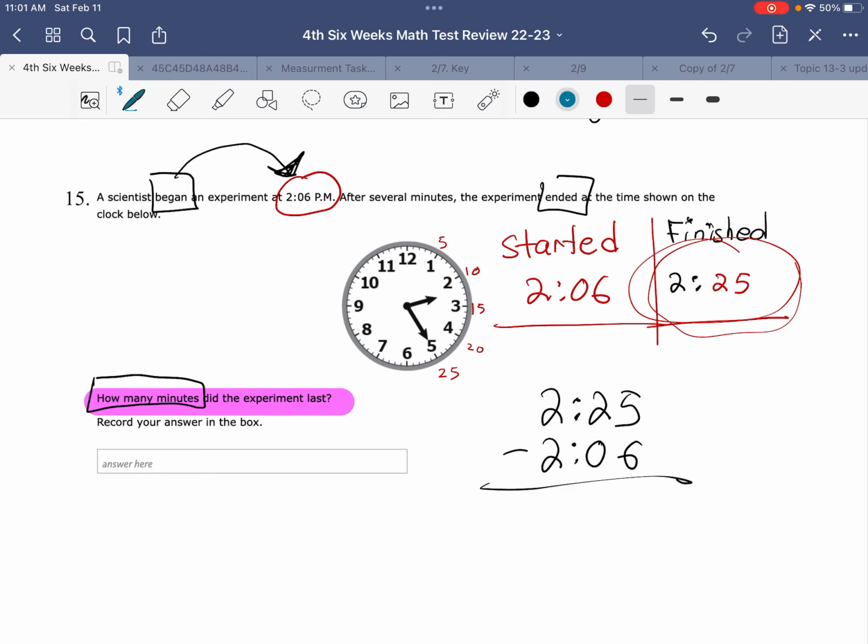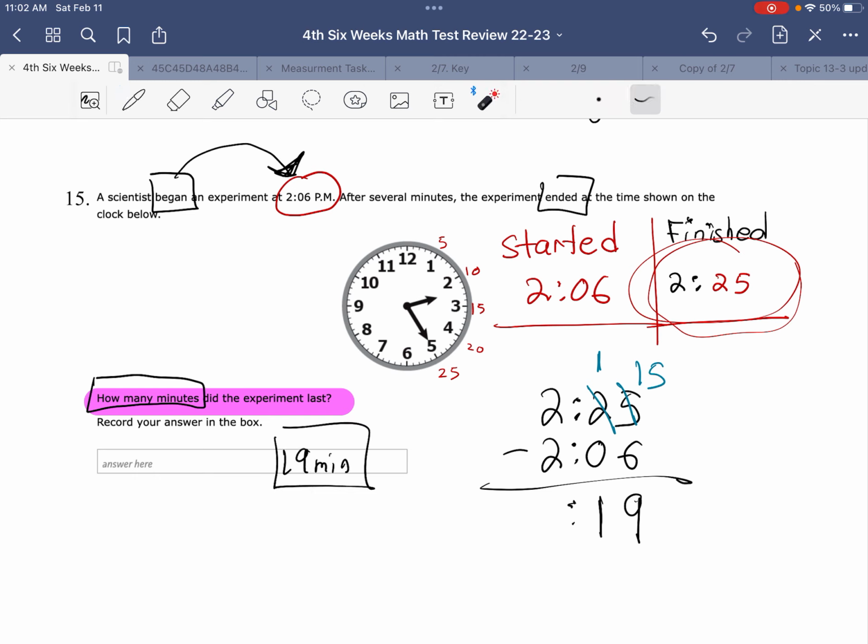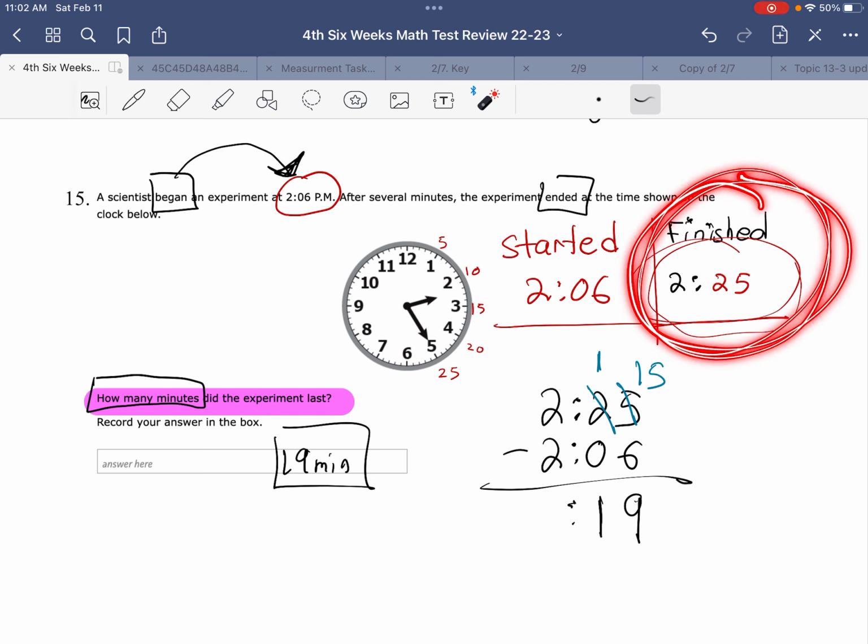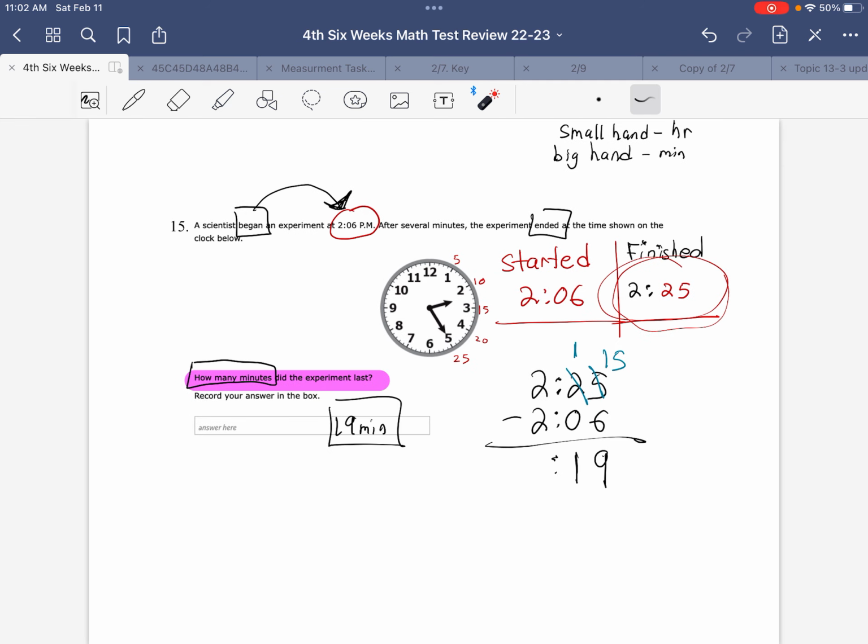Okay, I'm going to regroup. 2 becomes a 1, 5 becomes a 15. 15 minus 6 is 9. Drop down, 1 minus 0 is 1. And 2 minus 2 is 0. So it's been 19 minutes. Okay, just remember, if you know your finished time, you're going to subtract. Because you don't need to add if you already know the finished time. Okay, and that is the review.